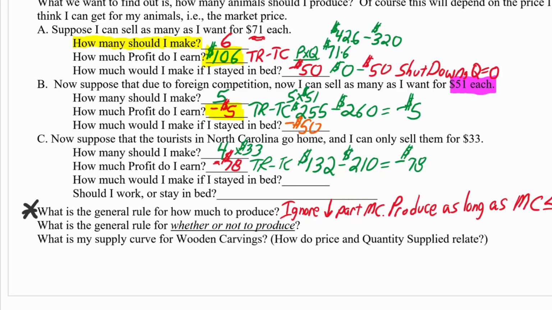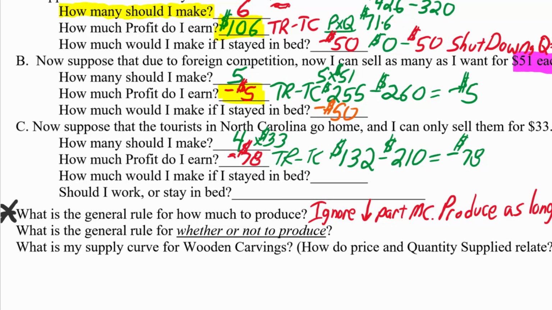But hey, wait a minute. We have another option. How much would I make if I just decided to stay in bed today? Hey, I would only lose $50 if I decided to shut down and produce zero. I'd have no revenue, but I'd still have that $50 in fixed costs. So what's our best choice in scenario C here? Well, our best choice is to stay in bed. Technically, what we would say is you would shut down and produce zero.